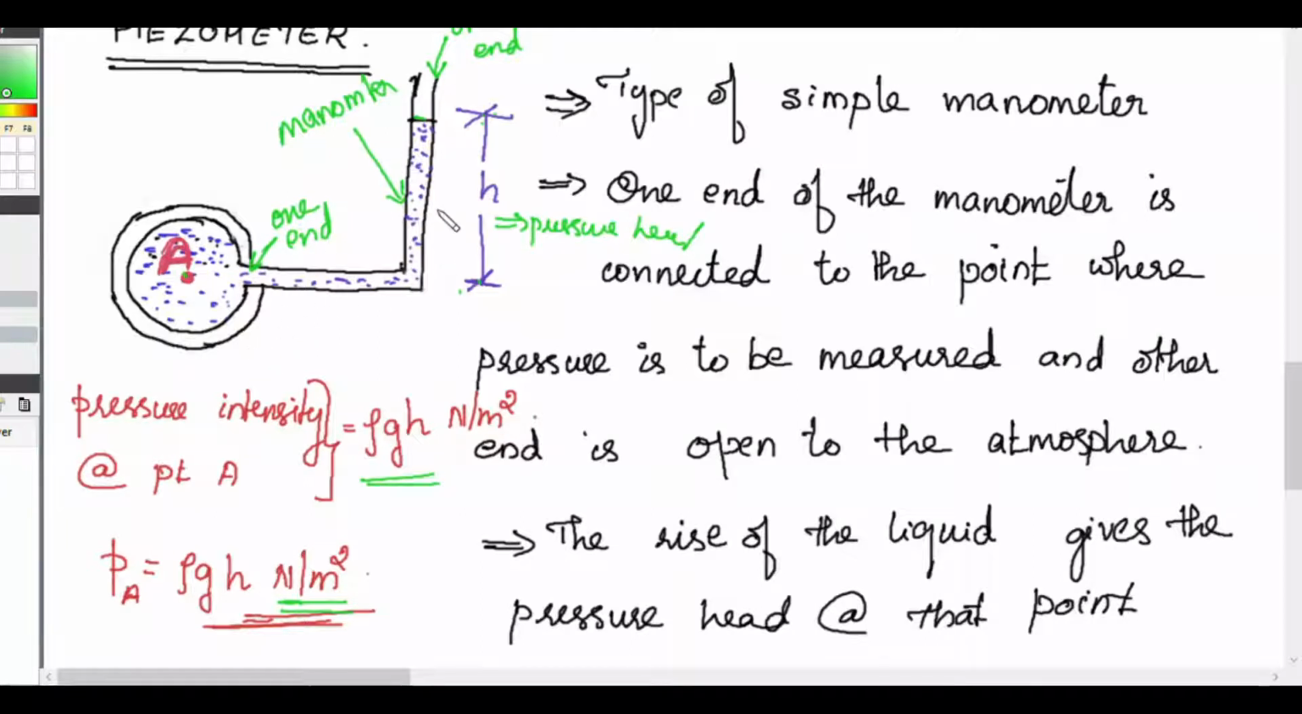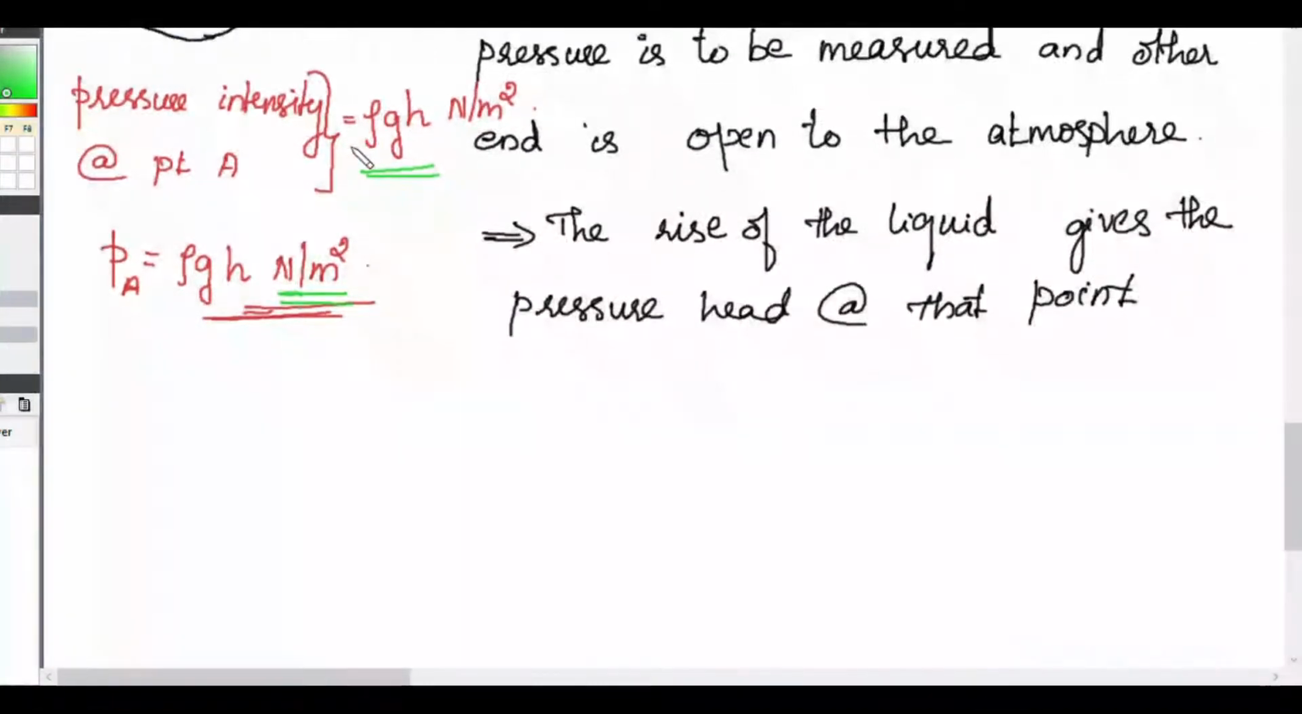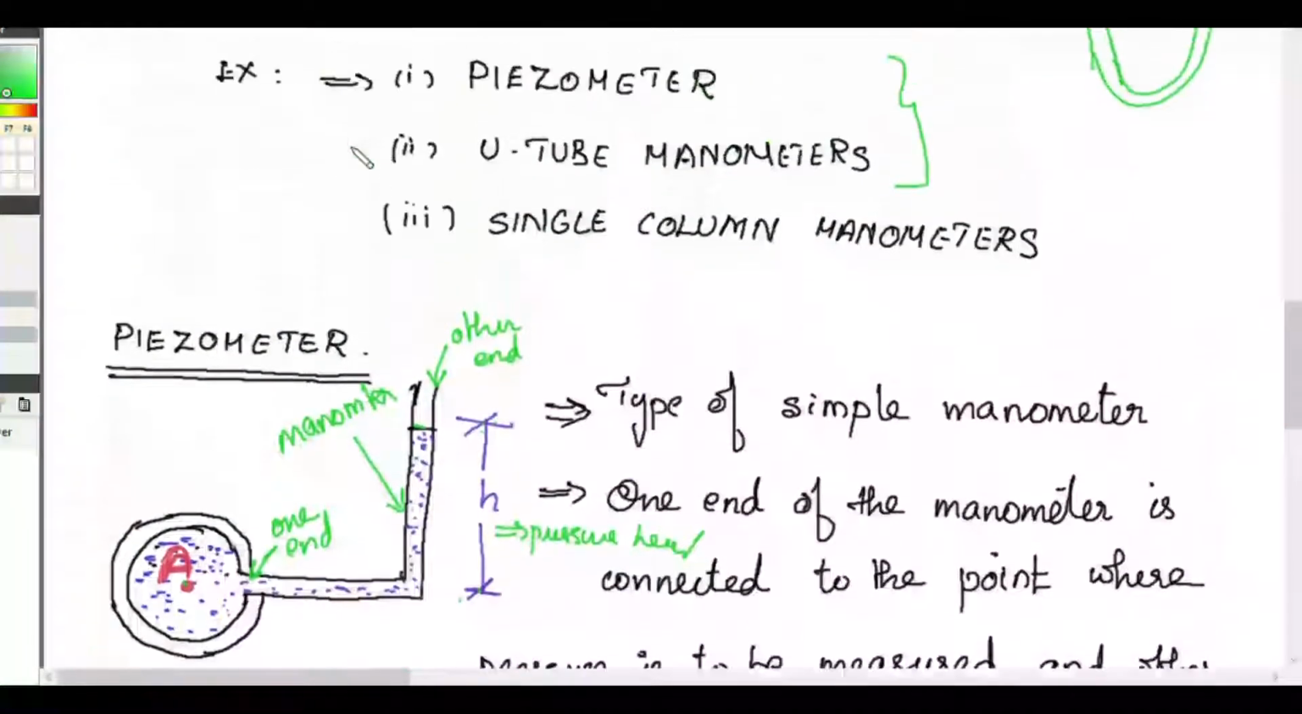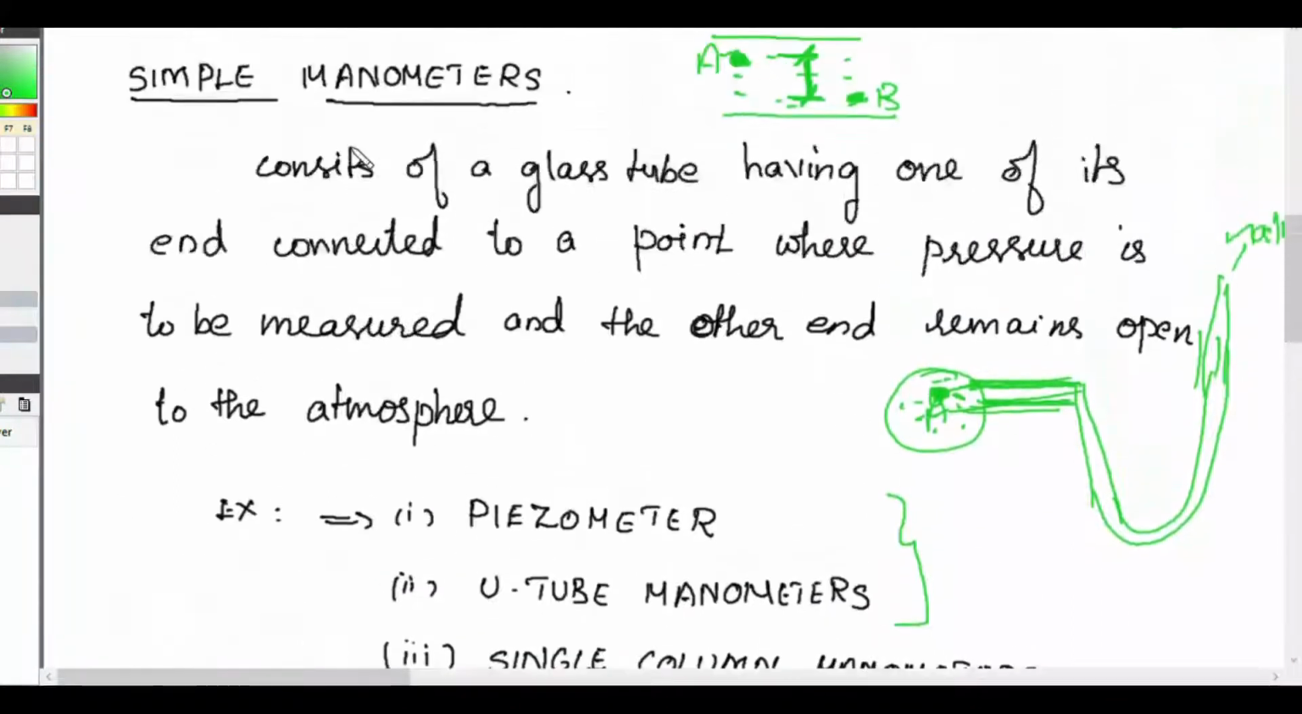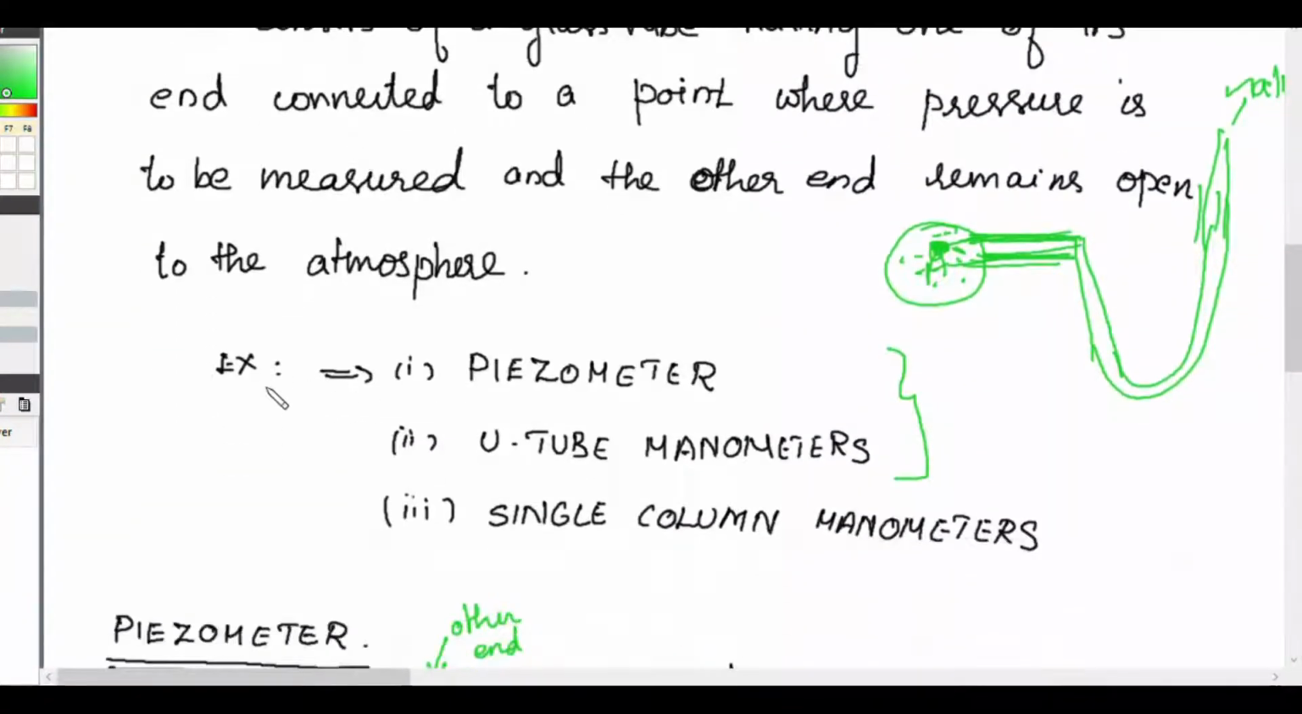How much head has been raised in the piezometer tube or simple manometer. This is called a piezometer. This is how to measure the pressure at a point using a piezometer. Now let us see the next type of simple manometer, that is the U-tube manometer.